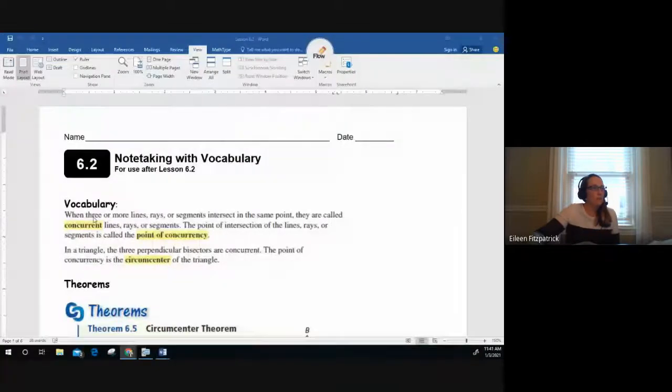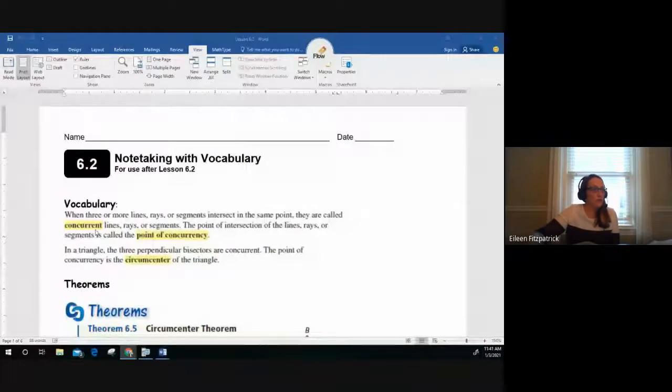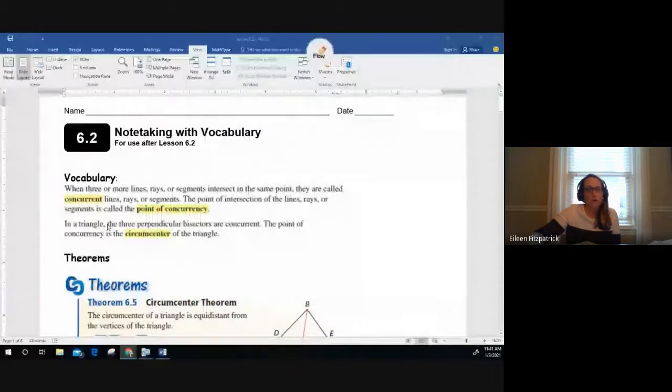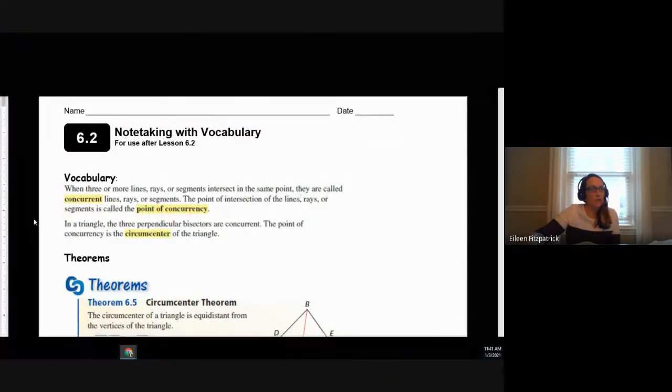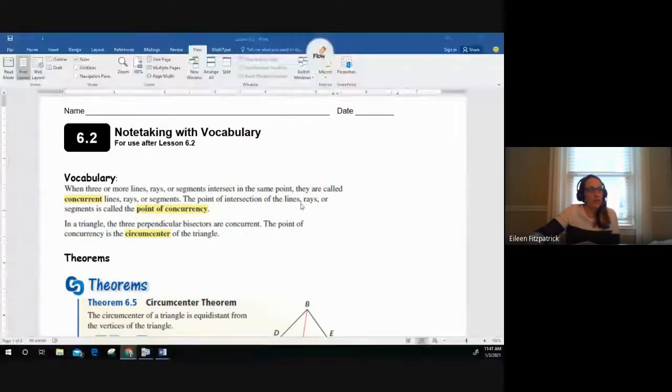Okay, so in lesson 6.2, we're going to be talking about different segments and points in regards to our triangles. So we're going to start with 3 vocabulary terms: concurrent, point of concurrency, and circumcenter. When 3 or more lines, rays, or segments intersect in the same point, they are called concurrent lines, rays, or segments. The point of intersection of the lines, rays, or segments is called the point of concurrency.